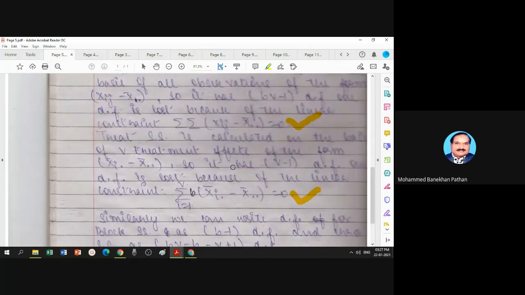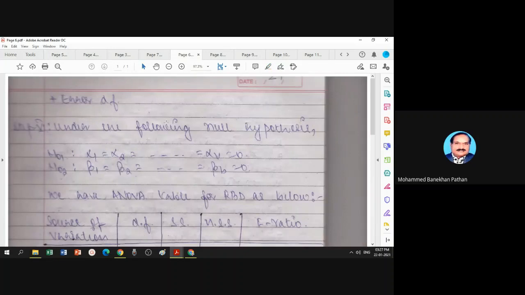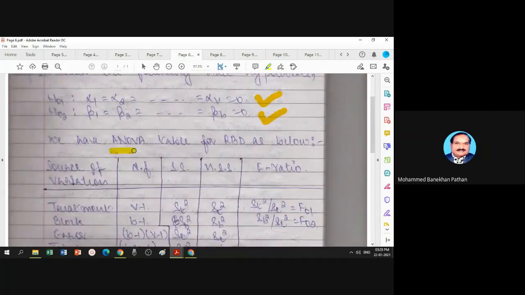So by using the partition of total sum of square and partition of degrees of freedom, we prepare the analysis of variance table. So step number 6, under the following null hypotheses, H naught 1, alpha 1 equal to alpha 2 equal to dash dash alpha v equal to 0, H naught 2, beta 1 equal to beta 2 equal to dash dash beta b equal to 0. Under these two hypotheses, we prepare the ANOVA table, analysis of variance table for RBD.